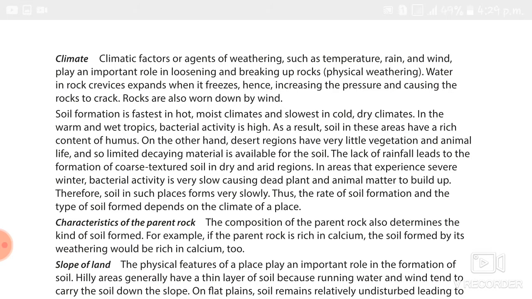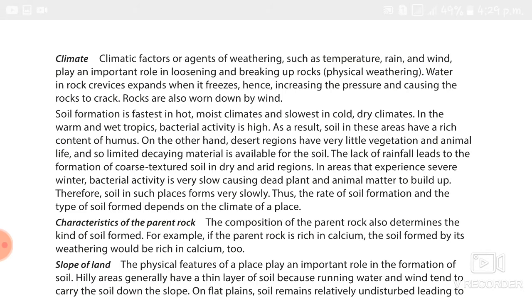There will be no plants and animals. Plants and animals will not live in the deserts. So only less decaying material is available for the soil. There won't be rainfall in deserts, right? So the soil formed in these regions will be coarse in texture. Understand that?